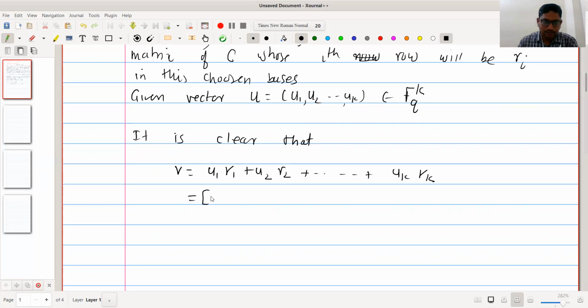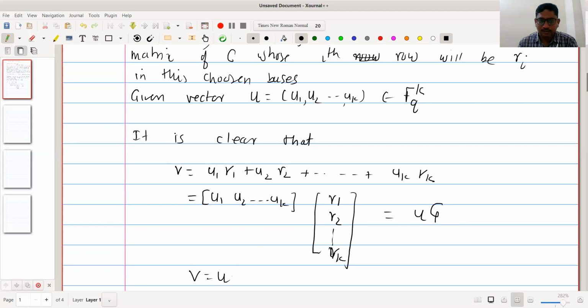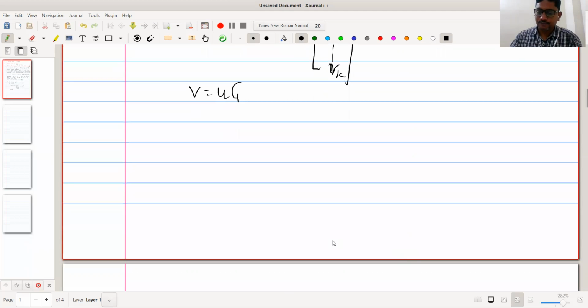So you consider this matrix of order 1 row and k columns, where u1 is multiplied to the first row r1, u2 is multiplied to the second row r2, and uk is multiplied to the last row rk. The first matrix is u and the second matrix is G. So in this way V is written as uG, and this V is a code word from C.